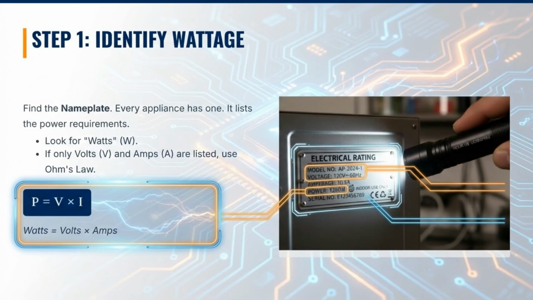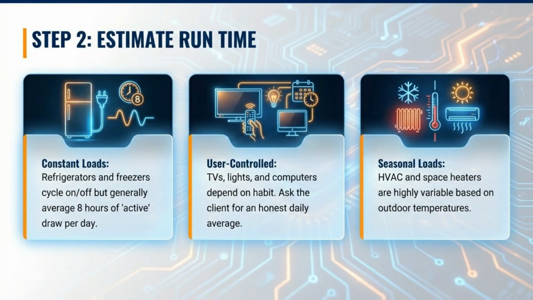Step 1 is to identify wattage. Find the appliance's nameplate and look for watts. If only volts and amps are listed, use Ohm's law: power equals volts times amps. Step 2 is to estimate runtime. Classify loads into constant, user-controlled, or seasonal, and estimate the daily active runtime for each appliance.